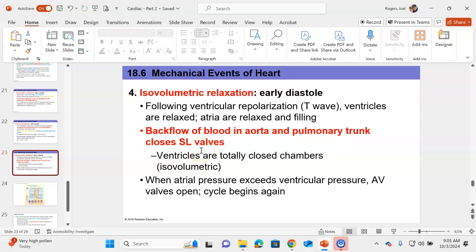Now, ventricular pressure does drop below atrial pressure. And so when that happens, the AV valves open up, and guess what? The whole cycle starts again, assuming that the person is alive. Okay? So, my friends, that is the cardiac cycle.